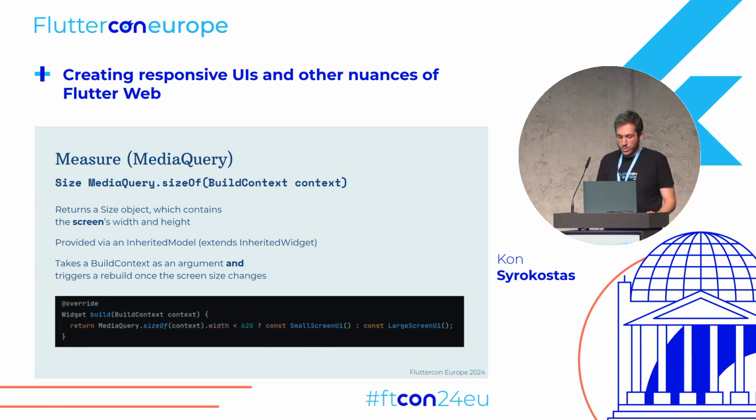This is the code of how this will be used. It's pretty straightforward. We have the MediaQuery size of there to get the width of the screen, and then we compare it with a number. Here we use 620 and we're gonna see why. And then if it is smaller, we return the small screen. If it is larger, we return the large screen.